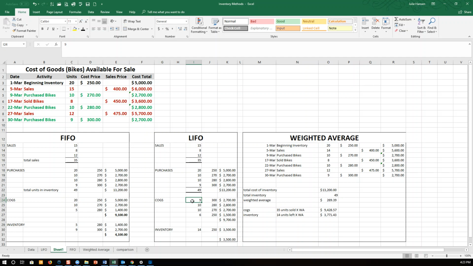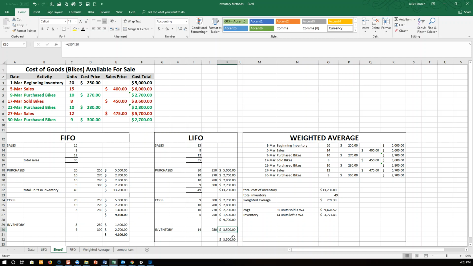So here's 9 of them. I'm going to grab those guys. There they are down there. Then I'm going to grab 10 more. That's these guys right here. 10 more than that. There's those. So I got 9, 19, 29. I still need 6 more. So now I've got to go find 6 at the 250. Because I only grabbed 6 out of those 20, I have 14 left over at that 250.